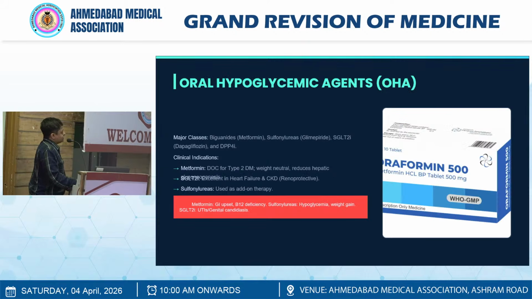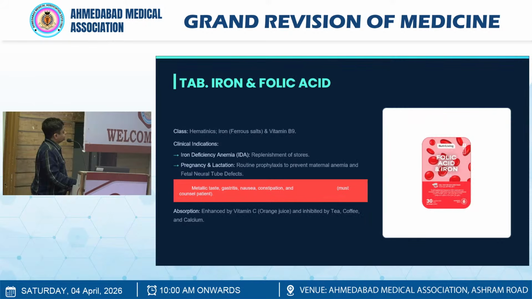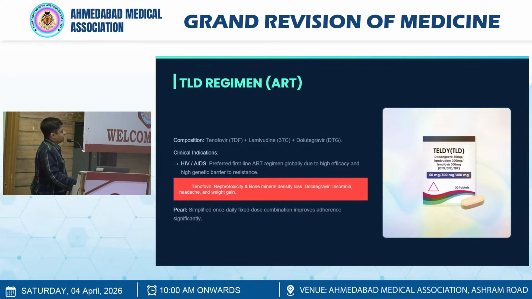Oral hypoglycemic agents like metformin, SGLT2 inhibitors like dapagliflozin, DPP4 inhibitors, sulfonylureas. Thyroxine. Iron, folic acid, commonly used in iron deficiency anemia, pregnancy or during lactation. ART, TLE regimens and HRZE.